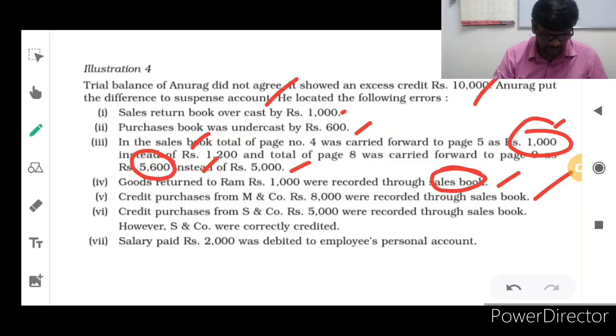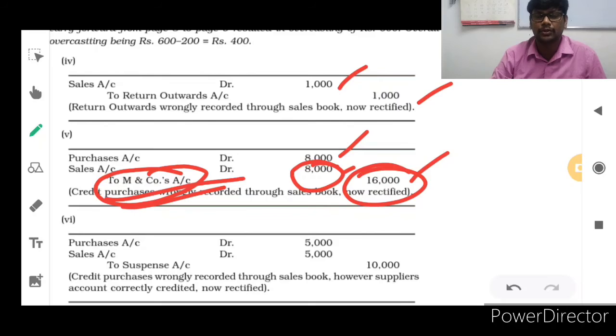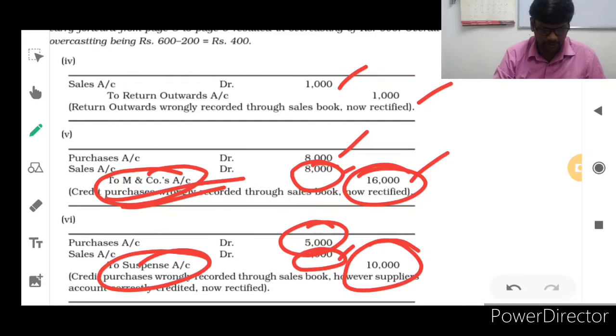Credit purchase from S and Co., rupees 5,000, was recorded in the sales book. Here it is credit purchases, and from S and Co. we purchased 5,000 rupees worth of product. However, S and Co. were correctly credited. The debit should be in the purchase book. The purchase book is opened only for the purpose of recording credit purchase transactions. It is a credit purchase, but we opened the sales book and wrote it in sales. So that 5,000 rupees, and the purchase account should be debited by 5,000 rupees. Collectively 10,000 is credited in the suspense account.